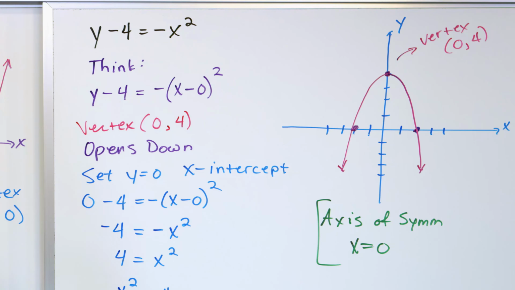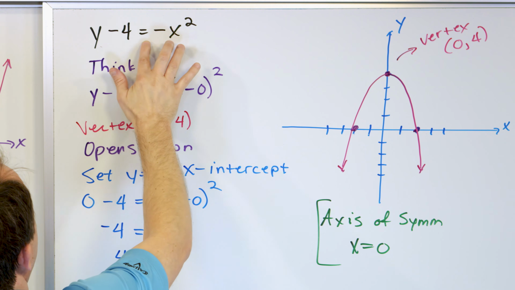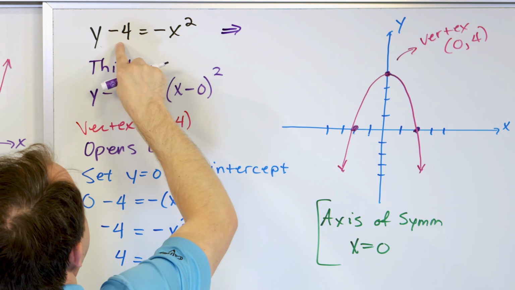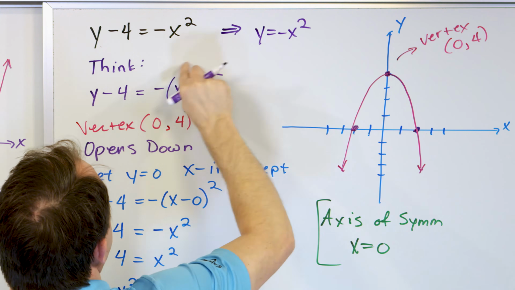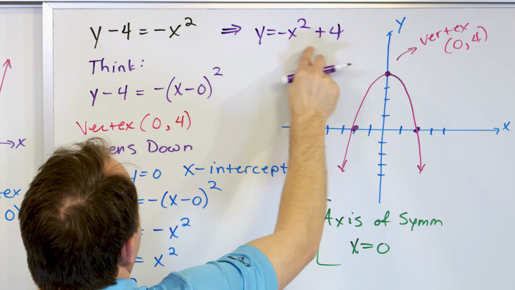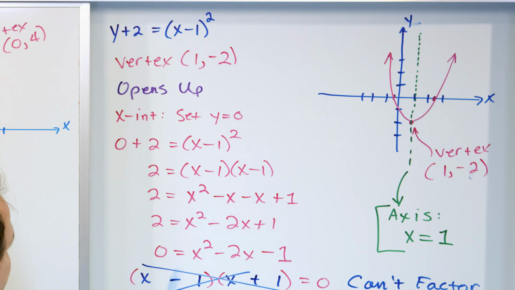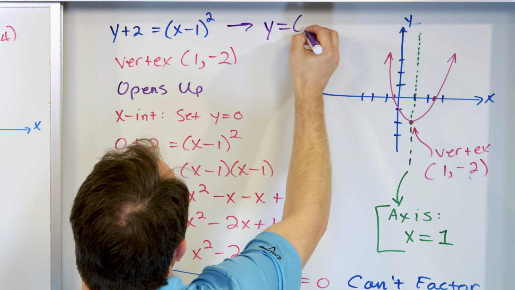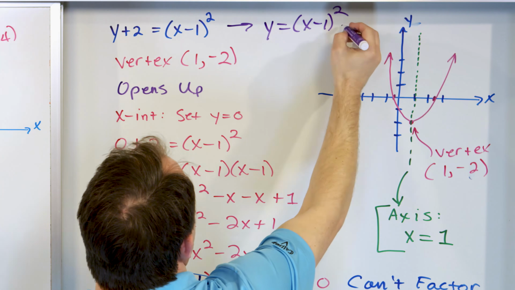Like in this problem, for instance, I'm writing it in my problems like this is the vertex form, y minus 4 equals this. You can also write it as, just move the 4 to the other side. Y is negative x squared, and then the plus 4 comes over. Some people will call this a vertex form, right? Some books will call it a vertex form. Or on this equation, you might write it as y is equal to x minus 1 quantity squared. Just take the 2 and subtract it over.